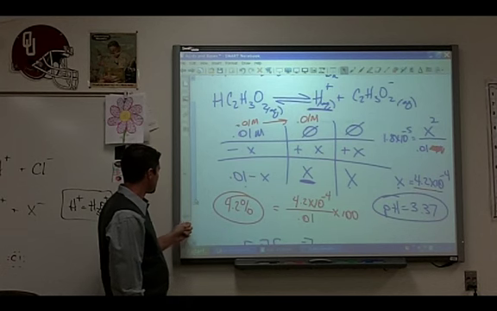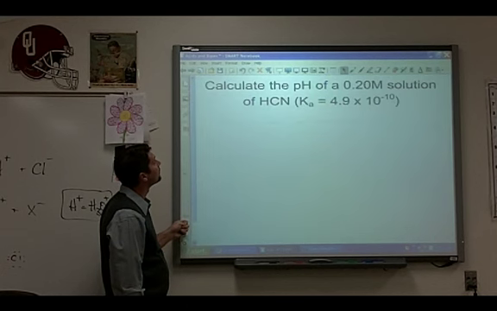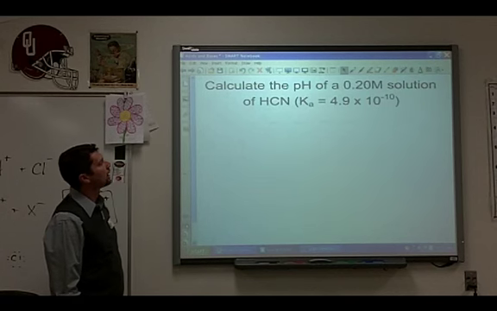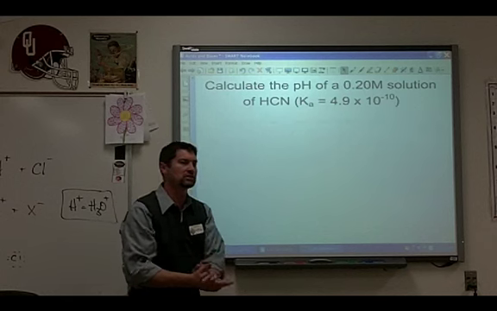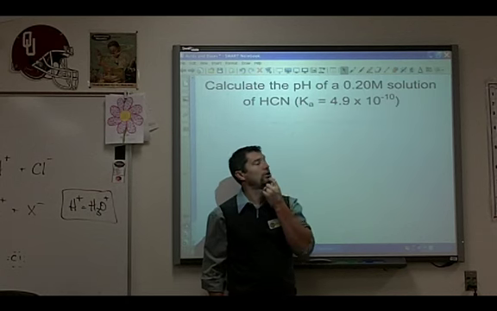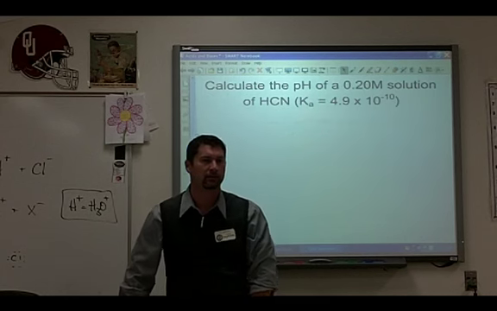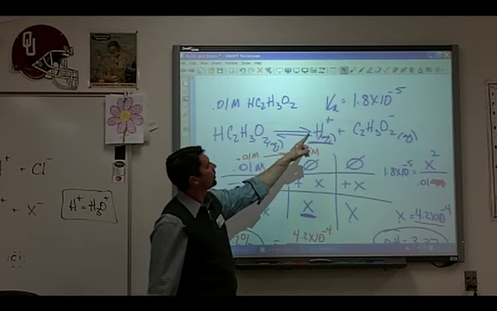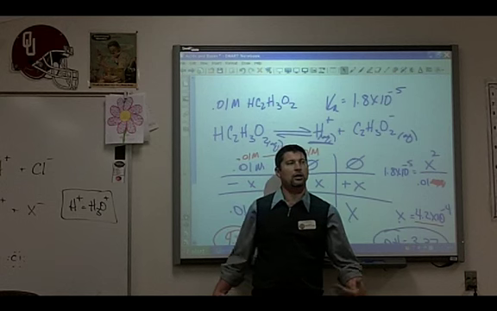Alright. You guys try one. That one right there. Calculate the pH of 0.2 molar hydrocyanic acid. Now before you do this, look at its Ka value. 4.9 times 10 to the negative 10th. That's small. Look at this K value. 1.8 times 10 to the negative 5th. That's small.